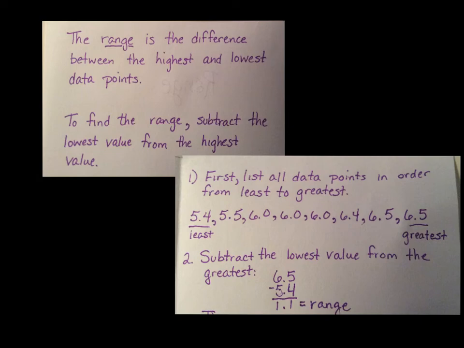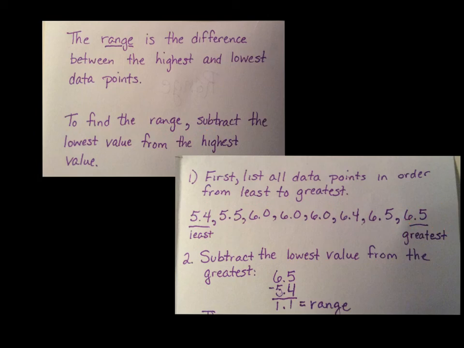Finally, we're going to do the range. We're going to find the range of our data set. Now, the range is the difference between the highest and lowest data points. To find the range, subtract the lowest value from the highest value. So first, what I would always recommend doing is list all your data points in order from least to greatest. And this makes it easy to see which is the smallest number and which is the greatest number, because you have to have that greatest and smallest in order to get the correct range. Secondly, you're going to subtract the lowest value from the greatest value.